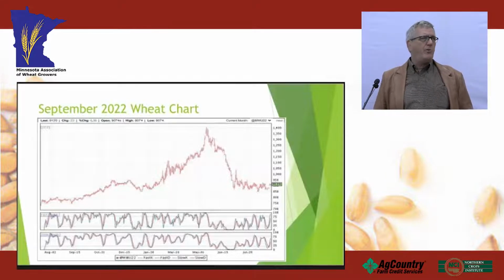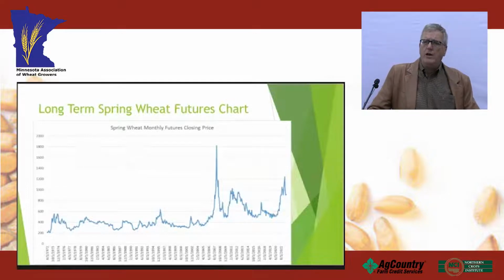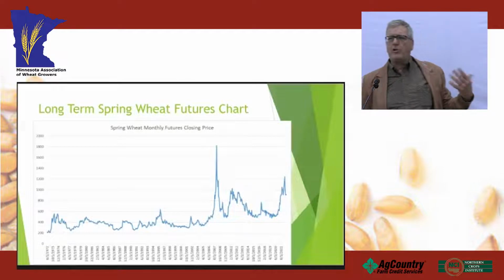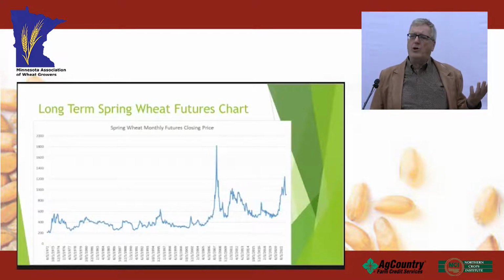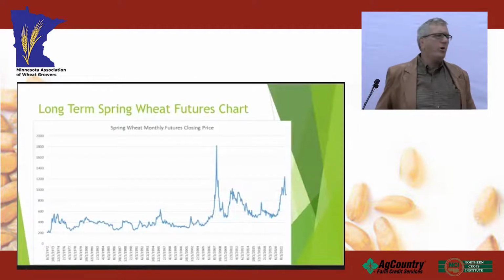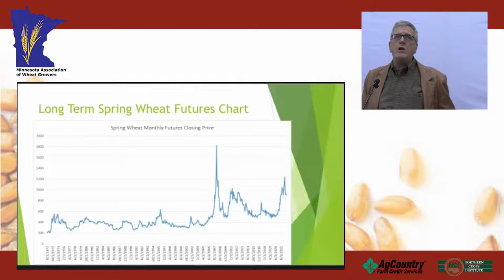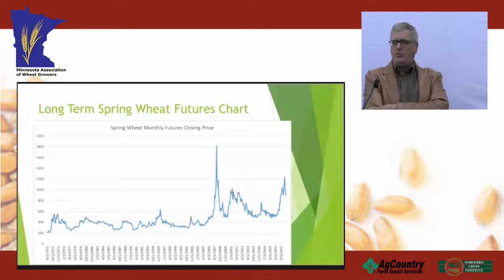This is my favorite chart. This is the long-term nearby spring wheat futures, and I believe this chart shows 1972, but the data set goes back to 1969. I can go back further, but it's mostly irrelevant before that. What I wanted you to look at is that from a historical perspective, we're currently at very, very good wheat futures prices. And conversely, we're also at very good cash prices compared to history.